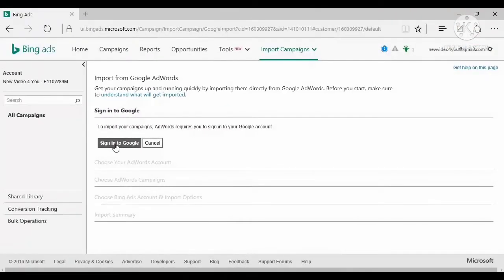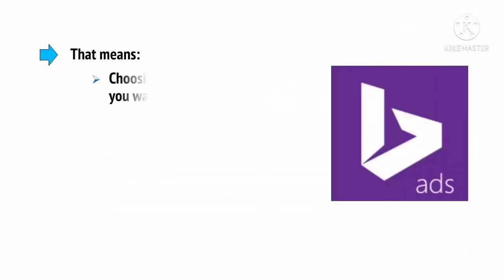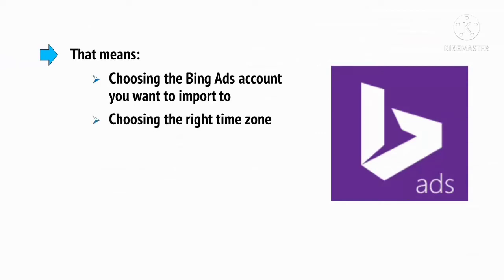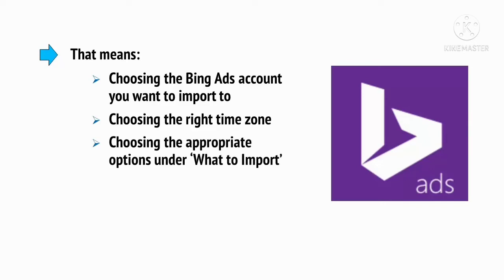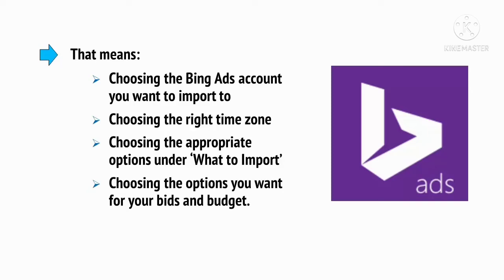Now click here on Sign in to Google, enter your name and password. On the next page, you'll be given the opportunity to select the AdWords campaigns that you want to import. Choose them and then click Continue. Now, under Bing Ads account and import options, you'll just need to add a few more settings that are unique to Bing. That means choosing the Bing Ads account you want to import to, choosing the right time zone, and remember that Bing allows more flexibility in this department, choosing the appropriate options under what to import, choosing the options you want for your bids and budget, and now just click Import and you're done.